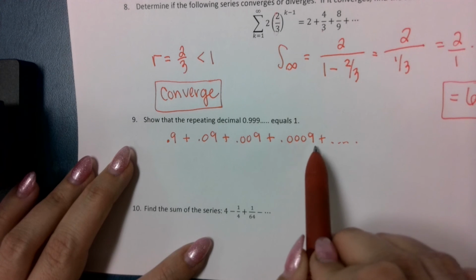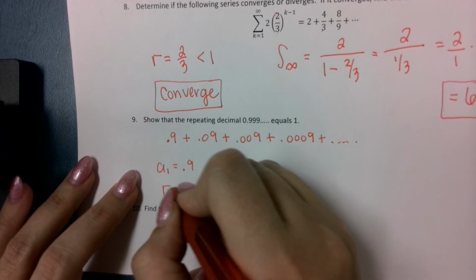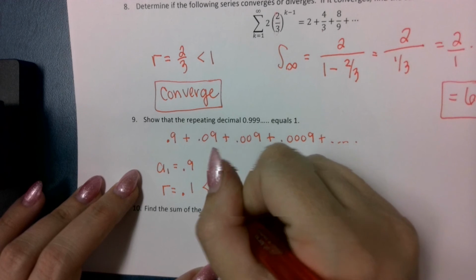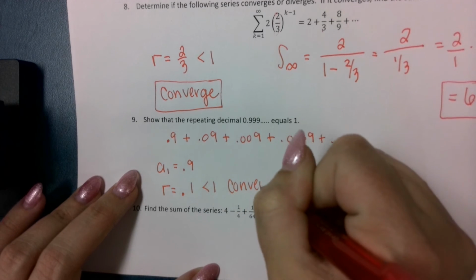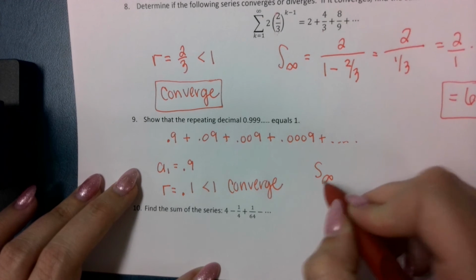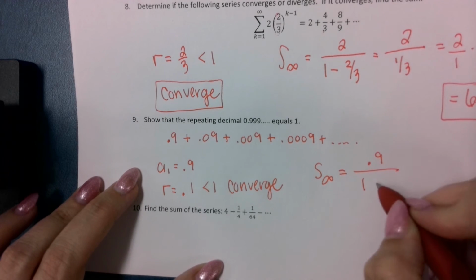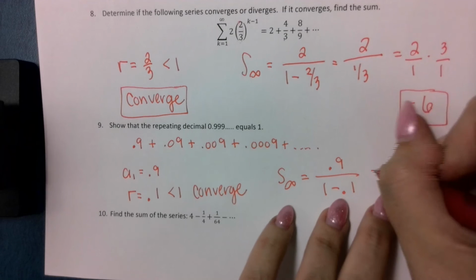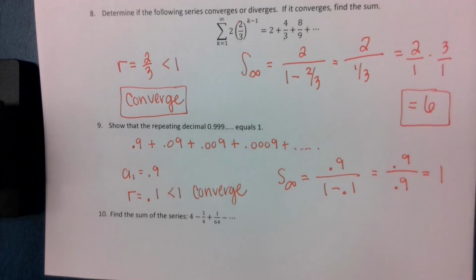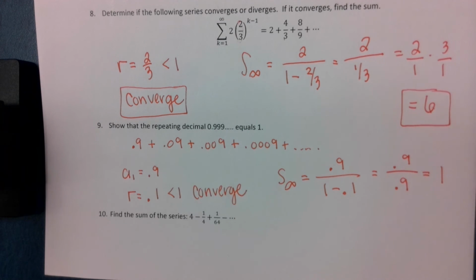So what does that mean for this series? That means a sub 1 is 0.9. And that means each time I'm multiplying by 0.1. So because this is less than 1, that means it's going to converge. And because it converged, I can find the sum of this infinite series. The sum formula tells us to do 0.9 over 1 minus 0.1, which is 0.9 divided by 0.9, which is 1. So that's why this decimal is equal to 1.